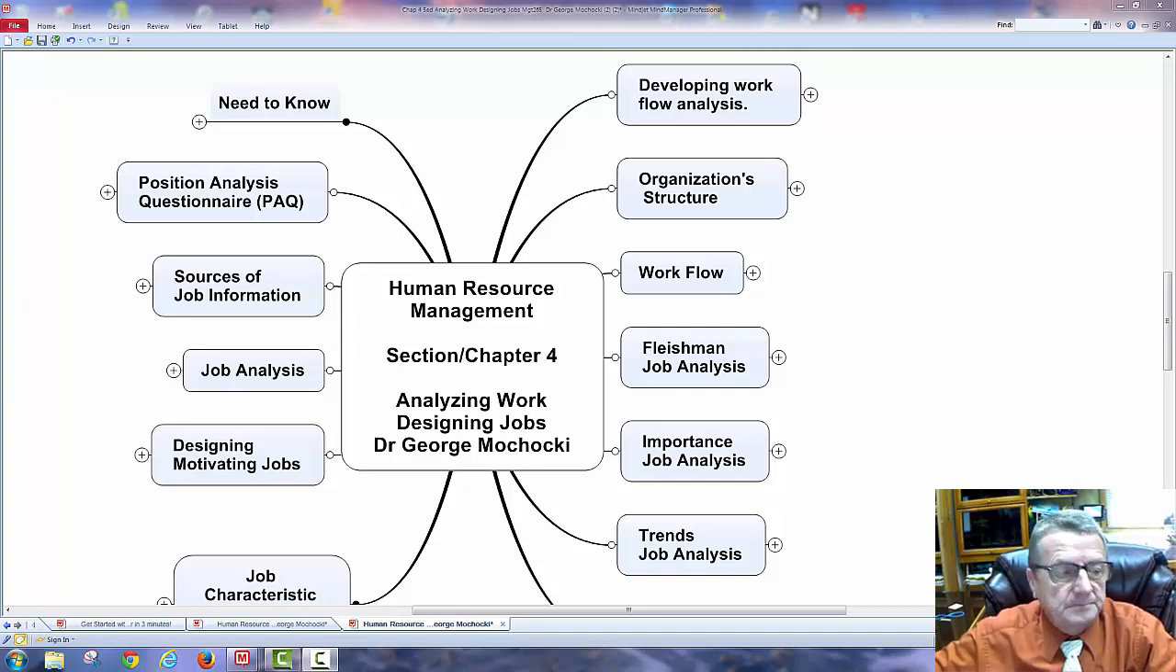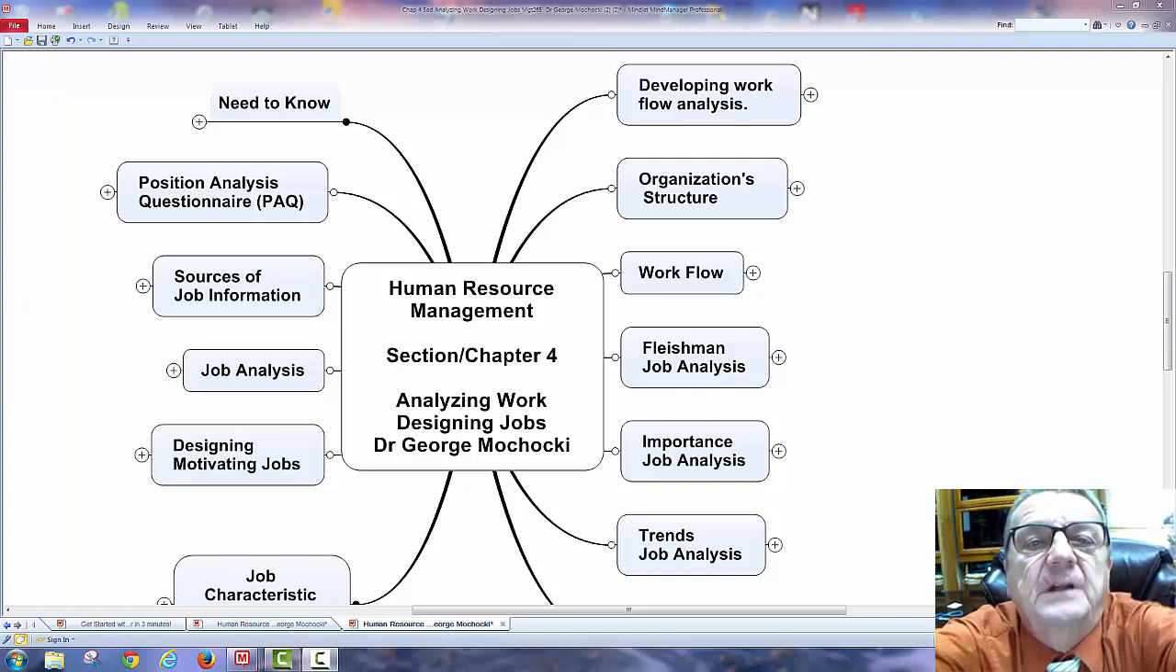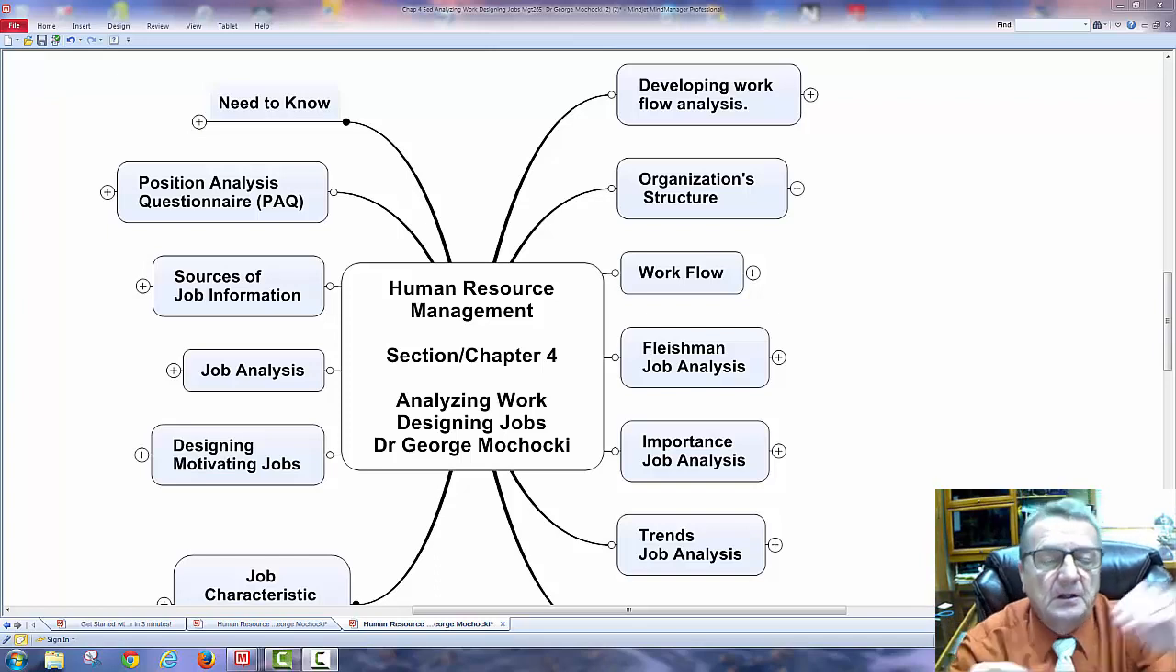Welcome to Human Resources. This week we'll be covering Section 4, which is basically on analyzing work and designing jobs. Part of HR is to be involved in the analysis and designing, helping a manager design the workflow that looks at the person to improve its intrinsic and also its extrinsic reward system.